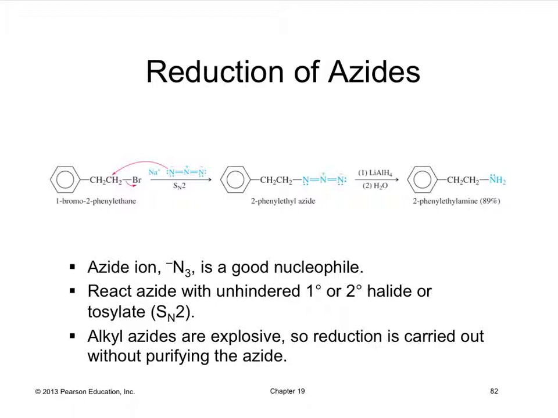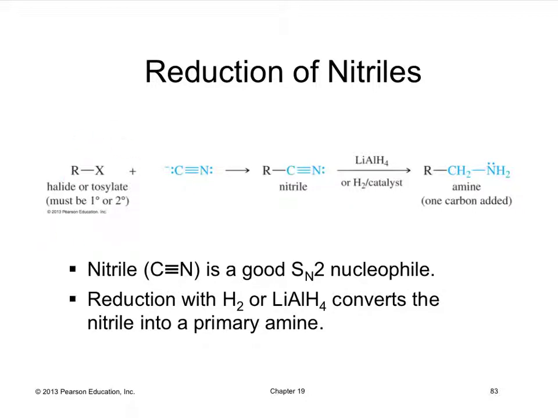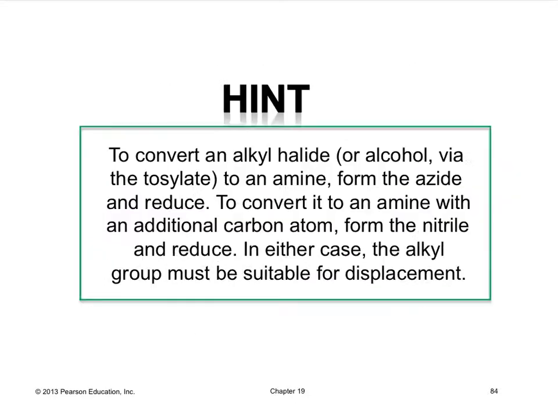Reduction of azides, so you can take azide and react it SN2-wise with an alkyl halide, generating your alkyl azide, and then you can treat it with lithium aluminum hydride followed by hydrolysis to generate the amine. So alkyl halides in the presence of cyanide can do an SN2 reaction and again be treated with lithium aluminum hydride or H2 and catalyst to form an amine. This time one carbon is added because of the fact that the nitrile is there.